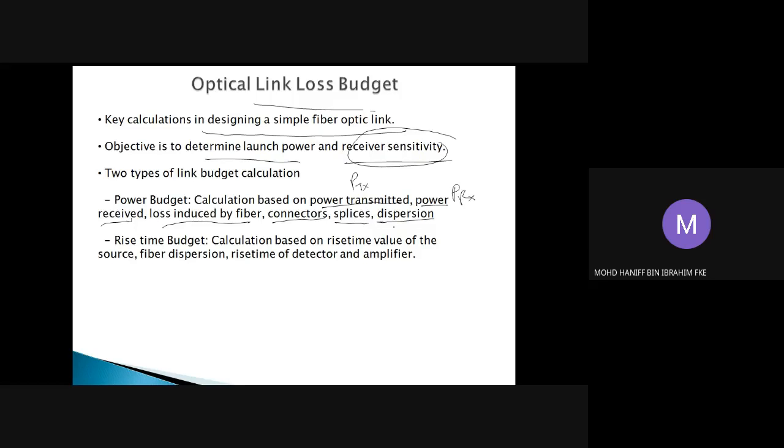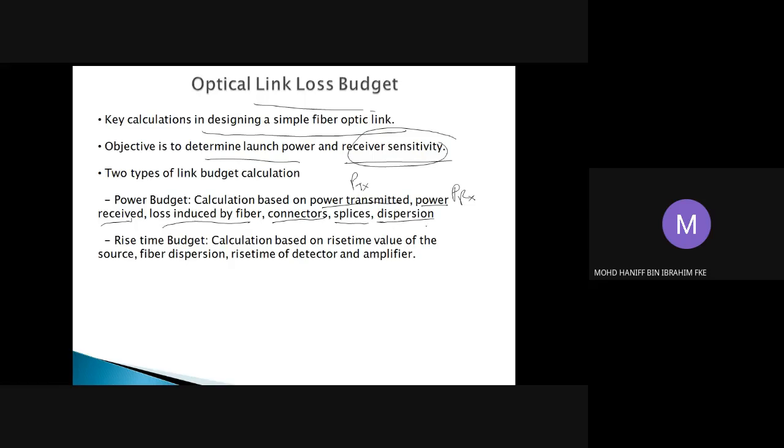So this is the information that needs to be obtained before you can start designing the optical system using this analysis of power budget. We're going to see in our example later on how this power budget analysis can be used in designing our optical system.